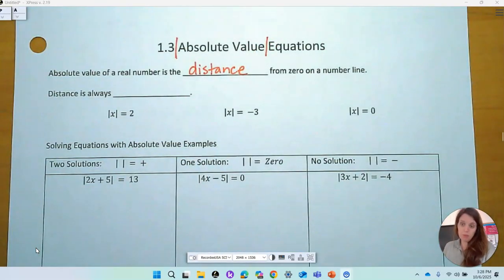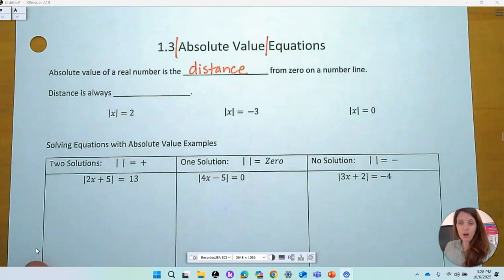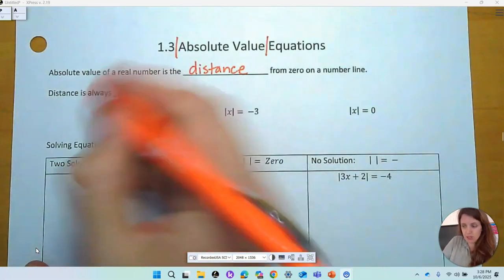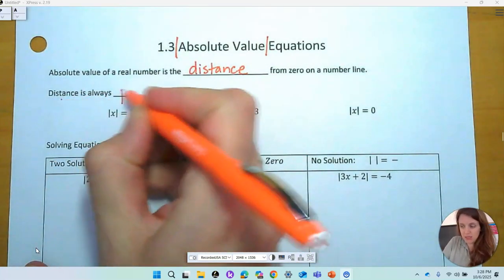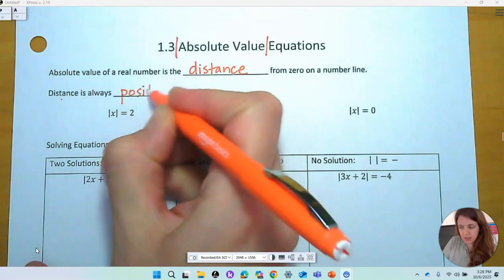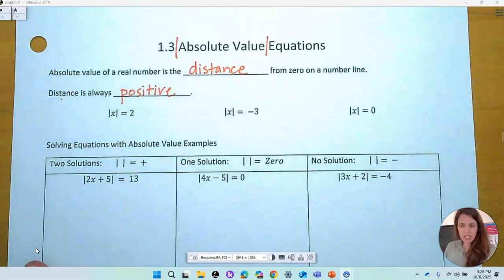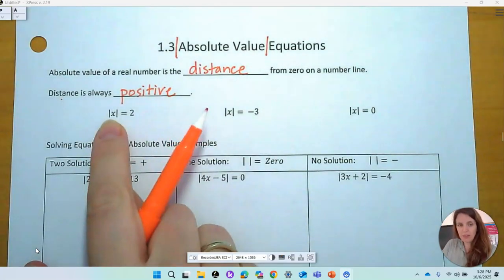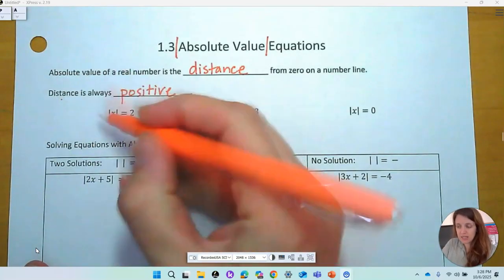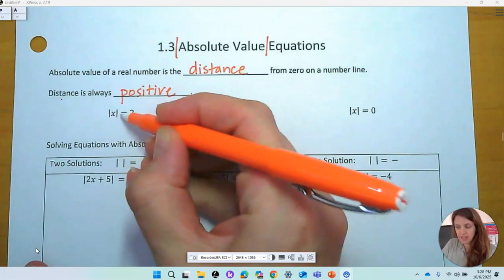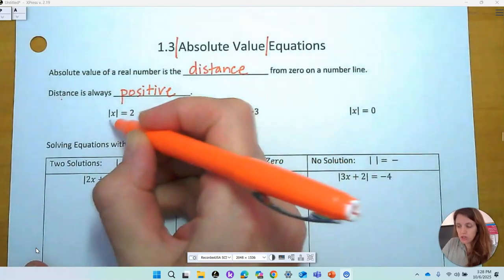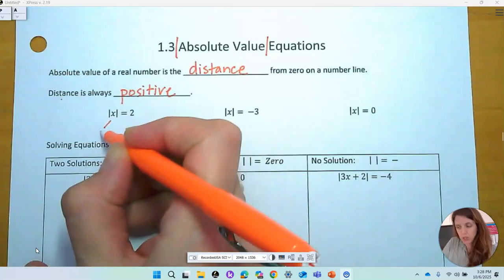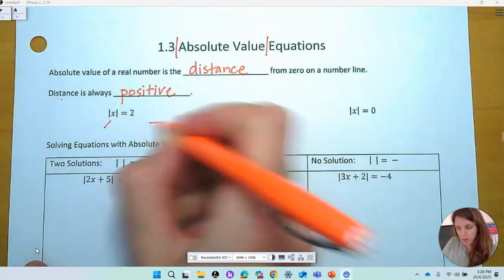So, as you might guess, distance can only be positive. So distance is always positive. There is no such thing as a negative distance. So when we think about the absolute value of a number, it has to be positive. So if this says the absolute value of x equals 2, there are two options for numbers which could be true.